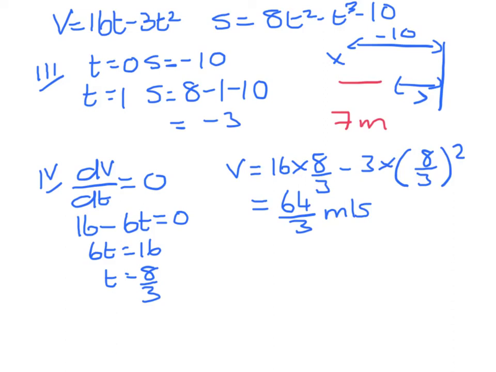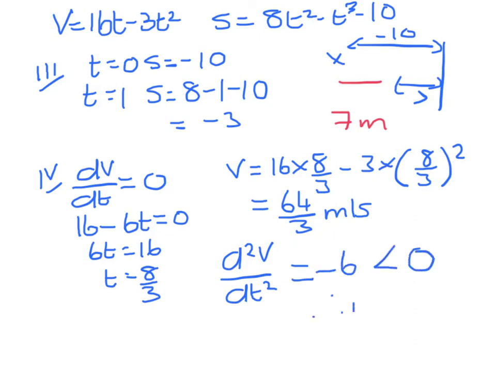Because we've been asked for a maximum velocity, we have to prove that it is a maximum velocity. So d2v/dt squared will be minus 6. That's less than 0, therefore the velocity is a maximum.